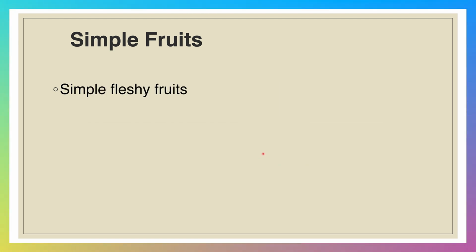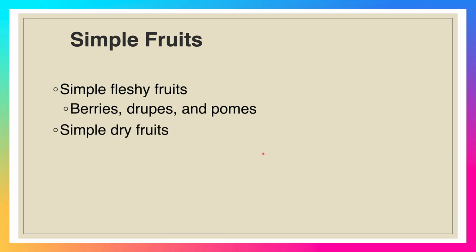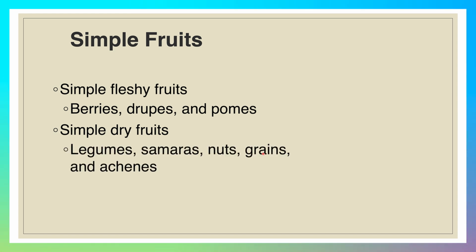So simple fleshy fruits are one category, and they are berries, drupes, and pomes. Drupes are represented by either a cherry or a peach, and then pomes are primarily represented by an apple, but also a pear. Simple dry fruits are legumes, samaras, nuts, grains, and achenes.